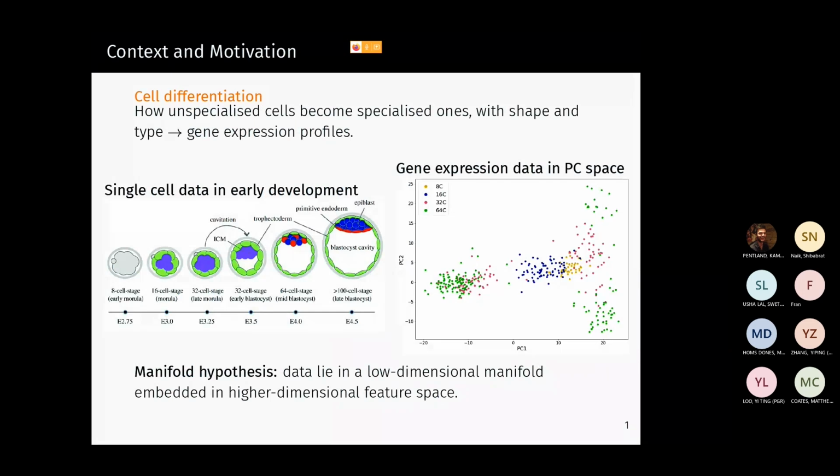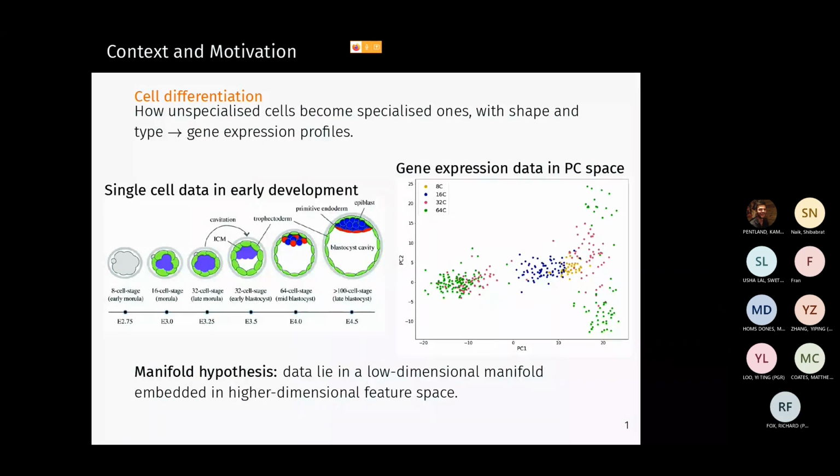So we can map what happens in the genes. We can have 50 to hundreds of genes, but we can also reduce the dimensionality, and most of the changes happen in a lower dimensional manifold. As you can see on the right, I reduce the dimensionality with principal components. At stage 8, when we have 8 cells, these yellow dots are all in the same area of the space, so they're indistinguishable.